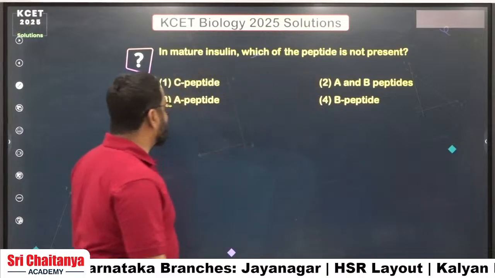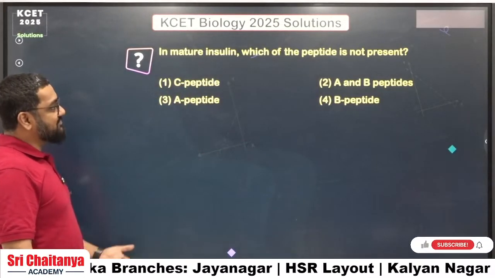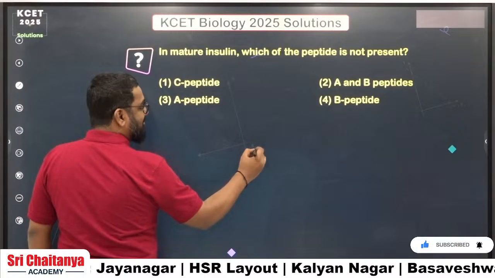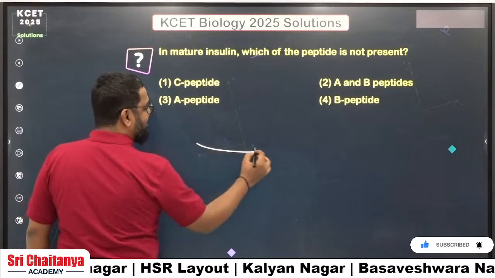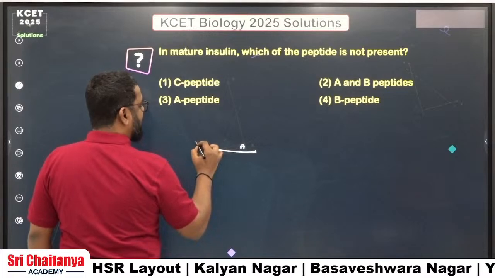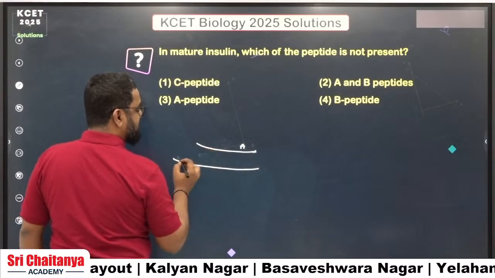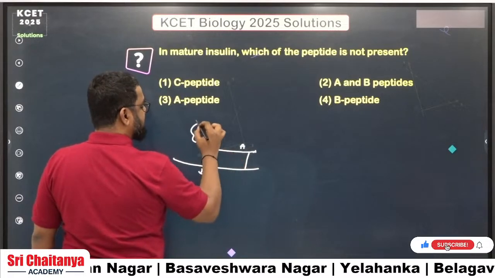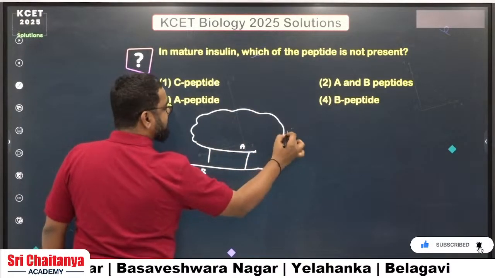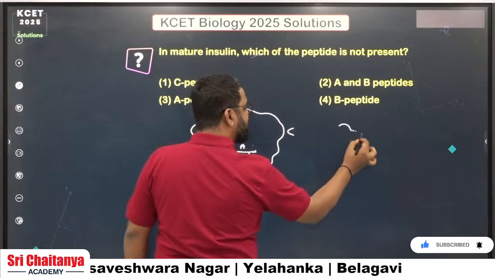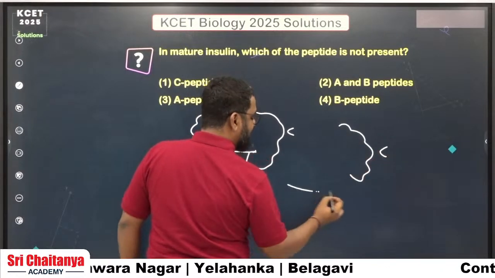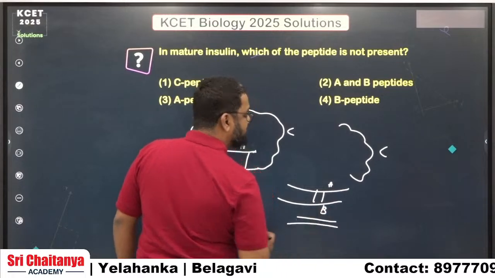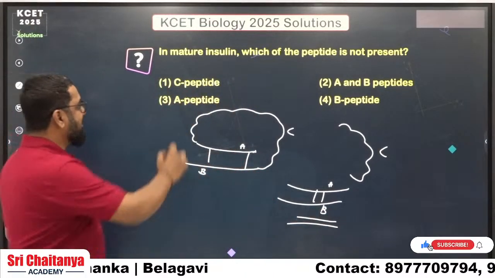In mature insulin versus immature insulin, which of the peptides is not present? So basically immature insulin or the proinsulin, here we have the A and let's think this is B, right, and this is C. If you remove the C chain of proinsulin, we will be left with A and B chains, which is called the mature insulin. So this is C peptide.